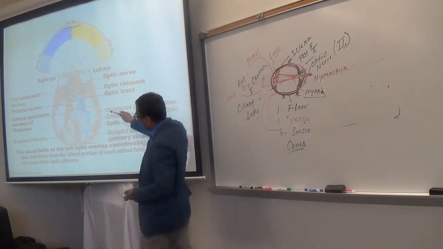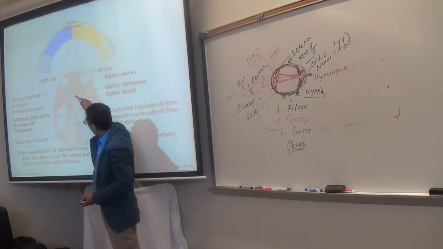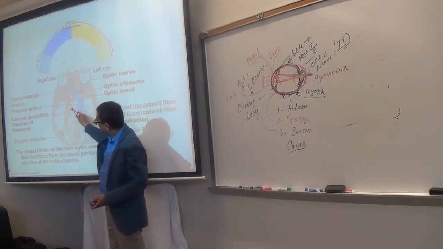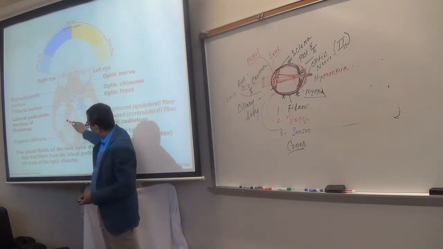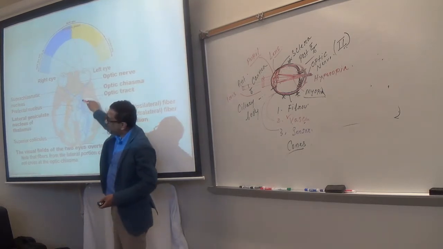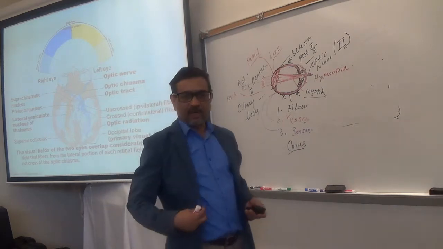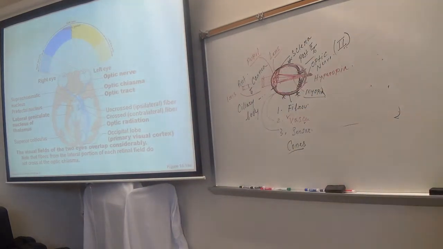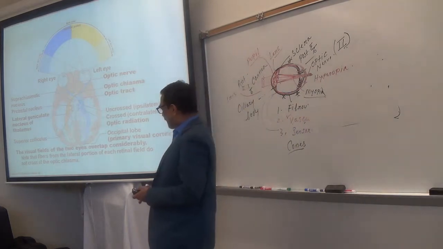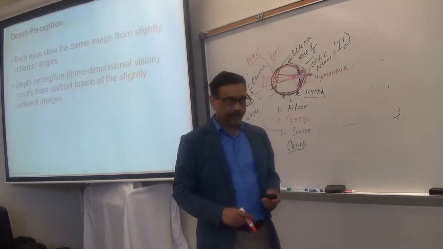So here you see optic nerves, optic chiasma, optic tracts, thalamus. Where in the thalamus? Lateral geniculate nucleus of thalamus. And then to the primary visual cortex in the occipital lobe. Okay? So that is the pathway. If I ask you what are the structures in the pathway, those are the structures: optic nerves, optic chiasma, optic tracts, lateral geniculate nucleus of thalamus, and primary visual cortex.